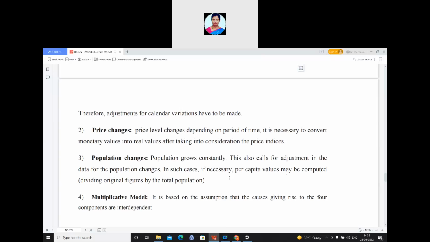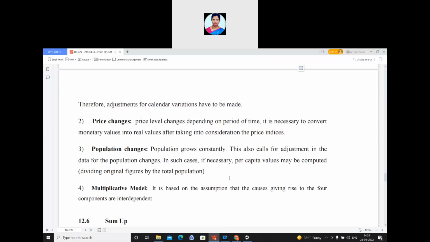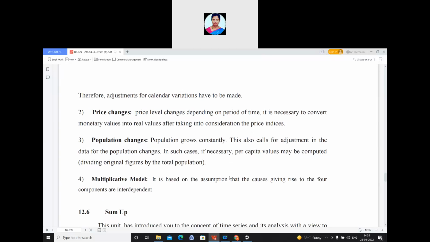The next one is population changes. The population grows constantly. This also calls for adjustment in the data for population changes. In such cases, if necessary, the per capita values can be computed. So the next one is the multiplicative model, as we saw. It is based on the assumption that the four components are interdependent.